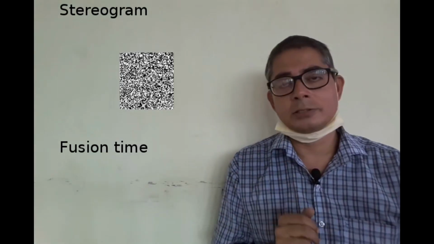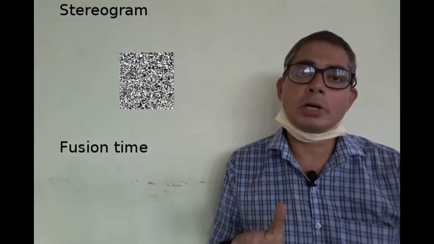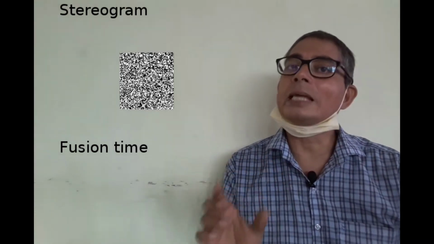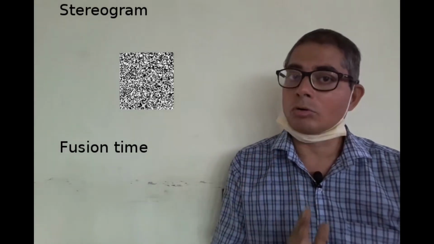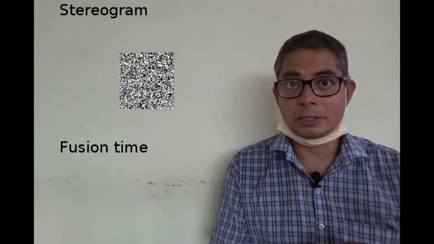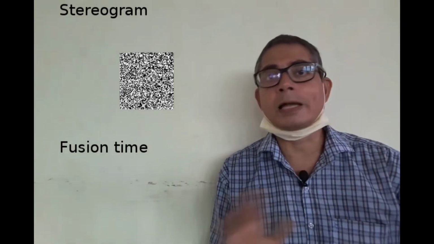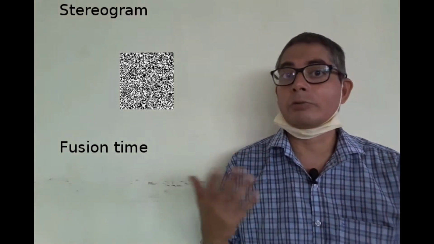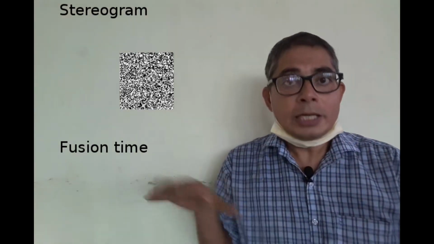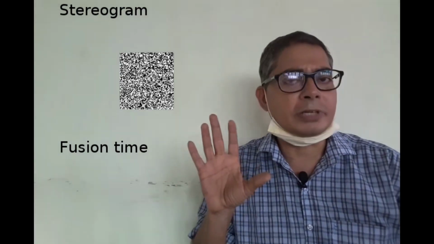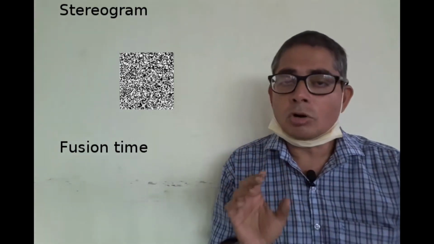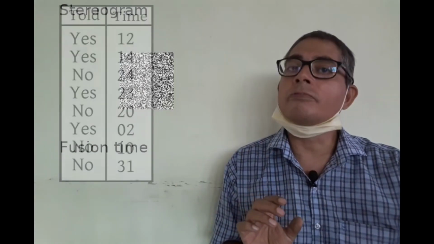To test this, two groups of individuals were each shown the same stereogram. The persons in the first group were told about the 3D object beforehand, while those in the second group had no idea about what they were going to see. Each person was to press a timer button the moment they started perceiving a 3D object. So we have two bunches of fusion times.